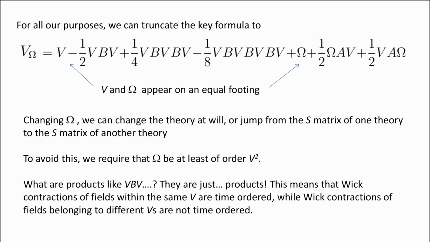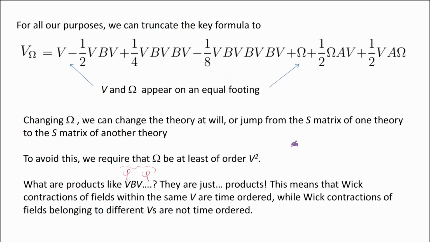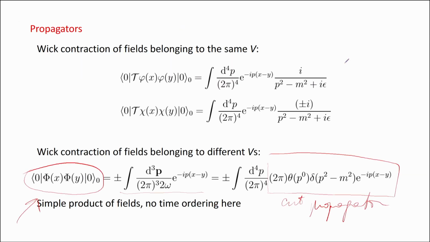So what are products like V, B, V, etc.? We have already explained that these are just products. This means that when you have a field phi from the first V and a field phi from the second V, and you need to Wick contract them, the Wick contraction is the non-time ordered one. Instead, when you have two phi's inside the same V, V in expansion being the time-ordered exponential minus 1, then those two are Wick contracted as usual, and as usual means like this. Depending on which set they belong to, they can have plus or minus signs in front.